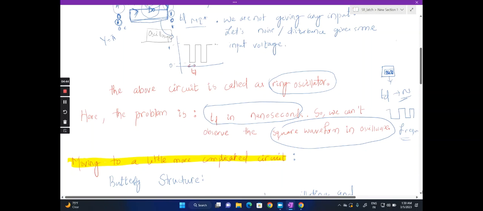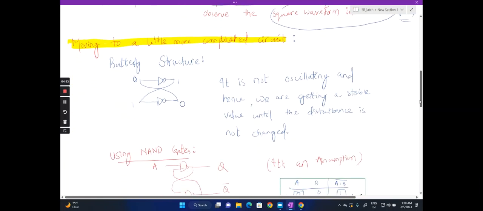So now we can move to a slightly more complicated circuit. Let's go into a butterfly structure. In the butterfly structure, there are two NAND gates, and the name suggests why it is called a butterfly structure, because it looks like a butterfly. Assume that a noise creates 0 volt at the input side of the gate. So we'll get 1 at the output side, and as this is short circuited with the other input, we'll get 1 there due to the noise, and we'll get the output at this.